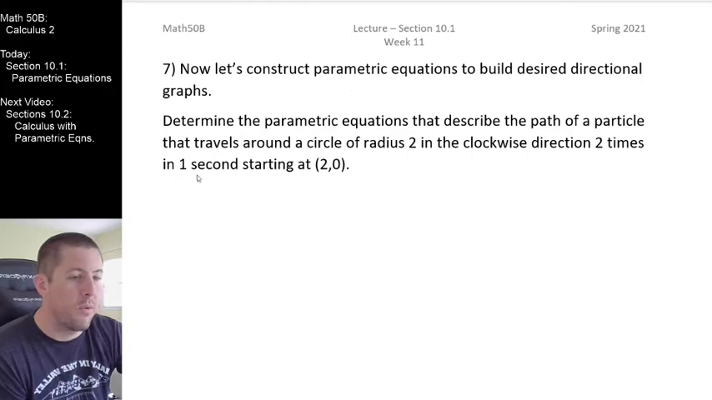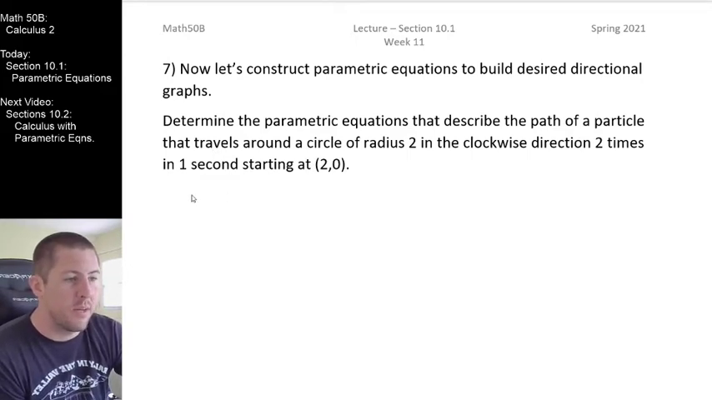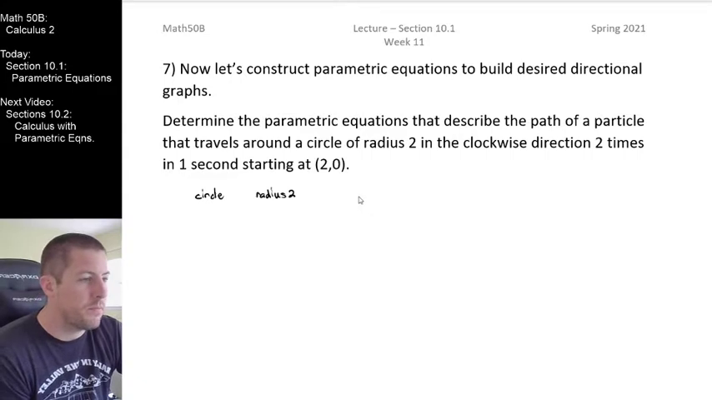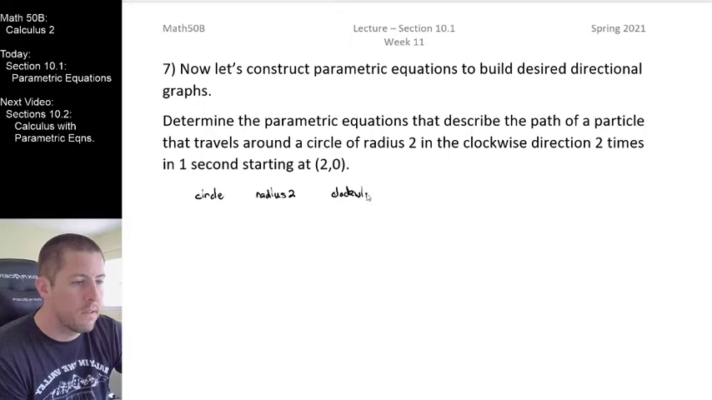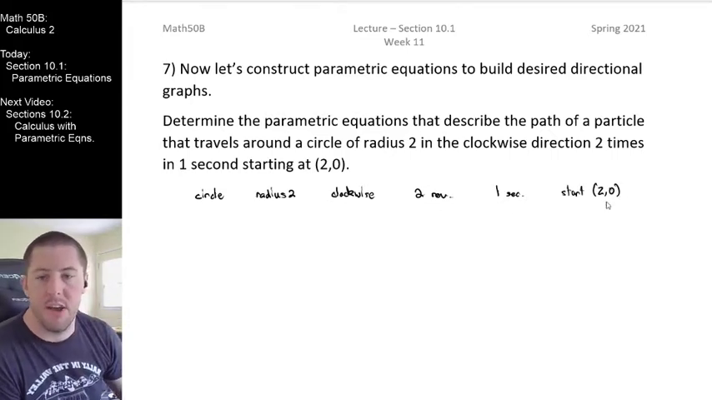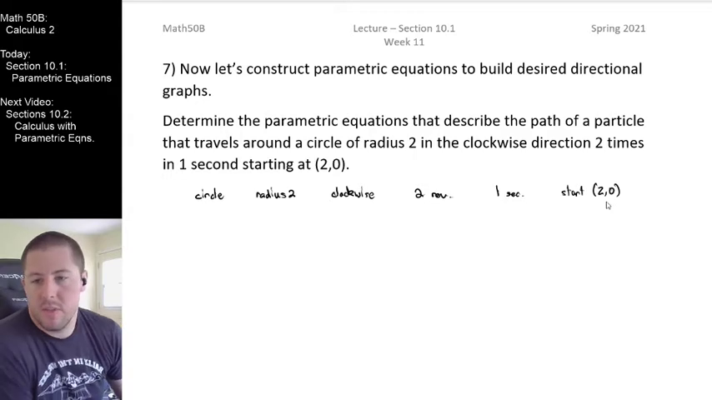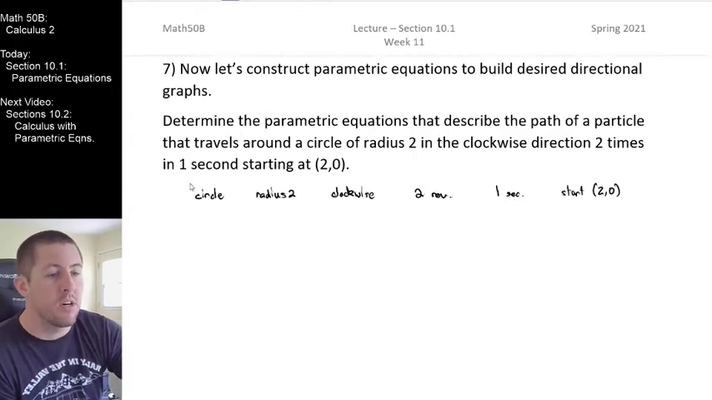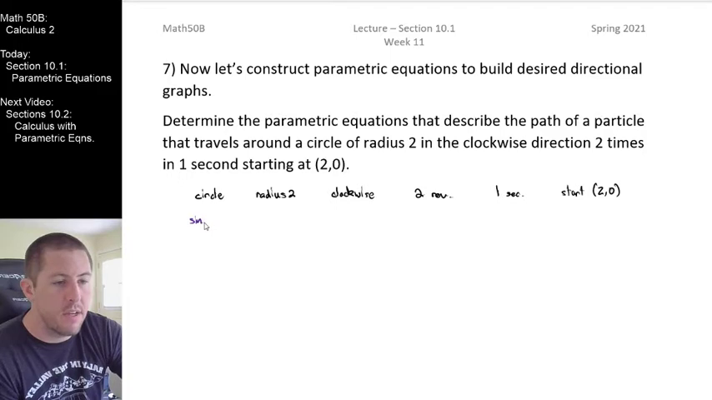So what I'm thinking here is this. I'm just going to state a bunch of facts. Circle, radius 2, clockwise, 2 revolutions, 1 second, start at (2, 0). These are the six conditions that we need to meet for our parametric equation to be legit. So let's say what we know. Circle. What does circle mean to me? It means sines and cosines.